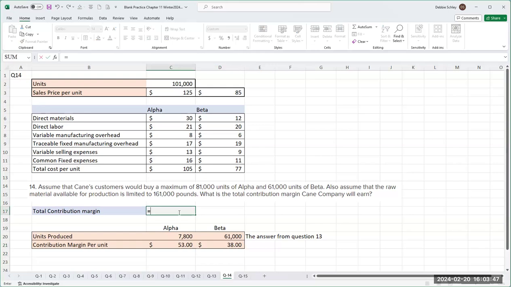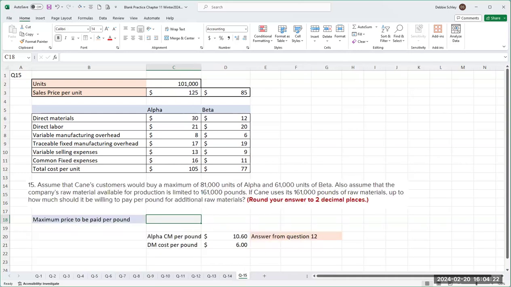So I will do equals, open parentheses, the number of units for alpha times the contribution margin per unit of alpha, close parentheses, plus, open parentheses, the number of units for beta times the contribution margin per unit for beta, close parentheses. And just as simple as that, I have my total contribution margin of 2,731,400.